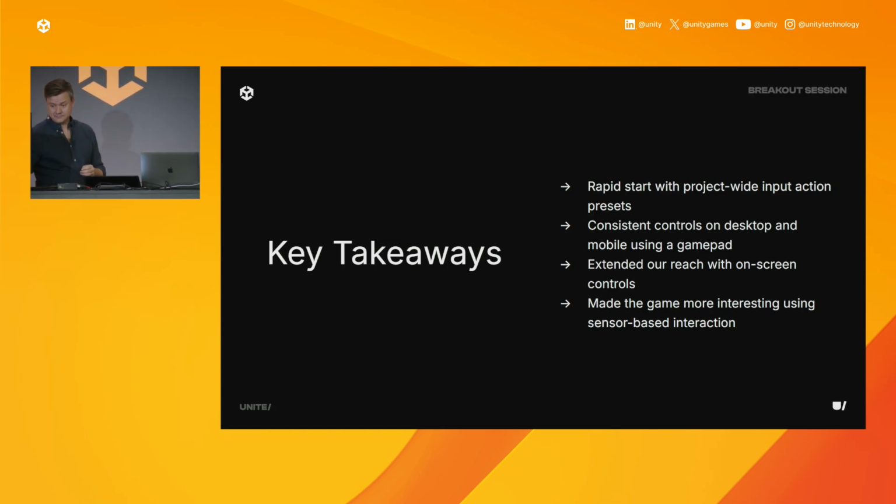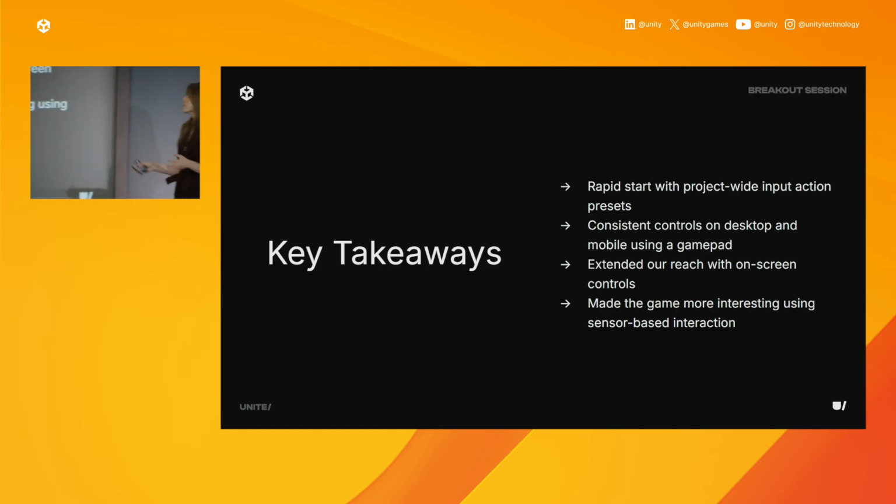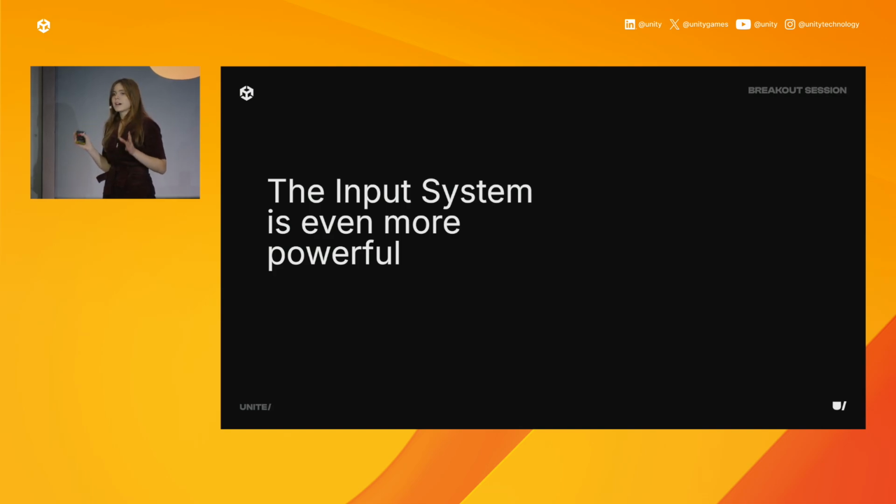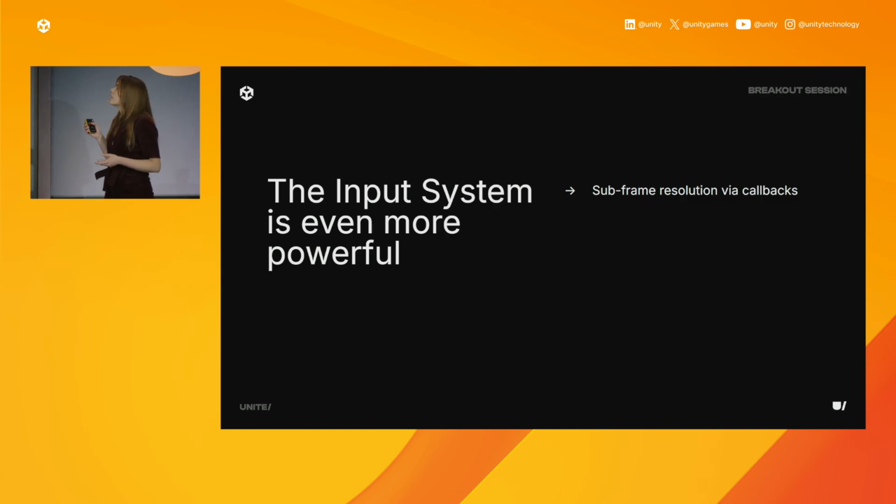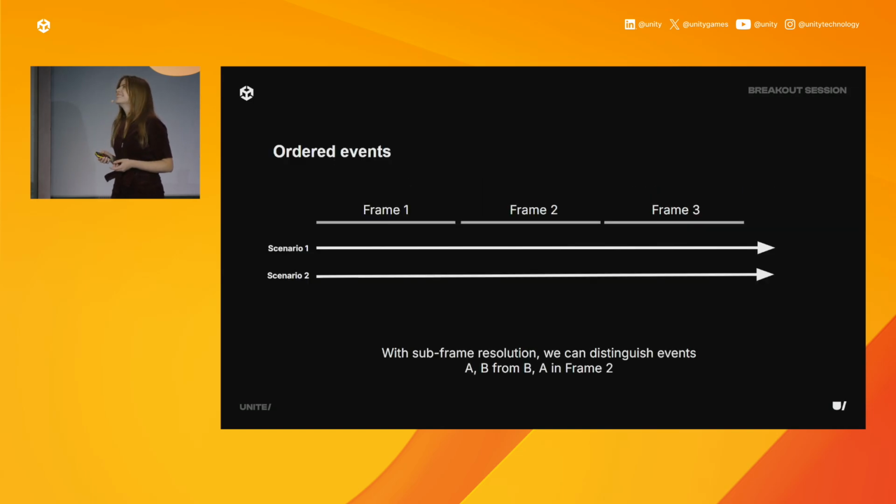For sure. Thank you, Håkan, for walking us through the demo and really for showing us what the input system can do for our karting game. Now let's take a look at some other features that might be useful for your future projects. Really, one of the key features of the input system is that it has subframe resolution of events, and events are timestamped. And this allows us to reason about the order of events. And I have a diagram for this.